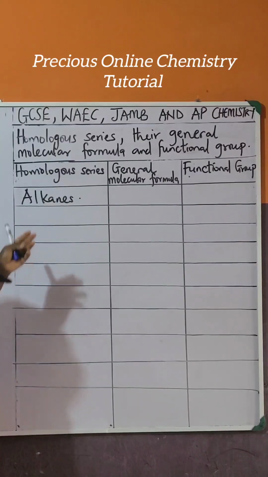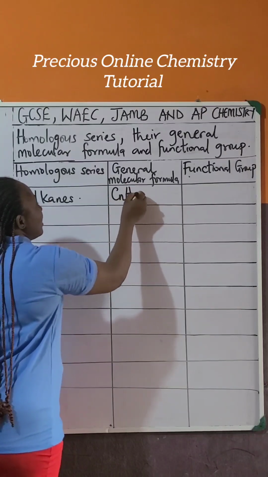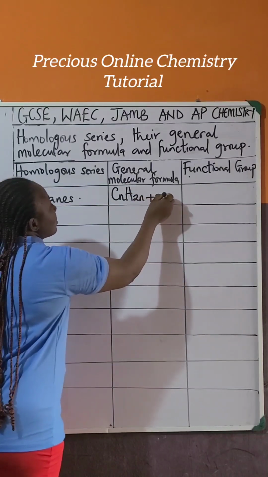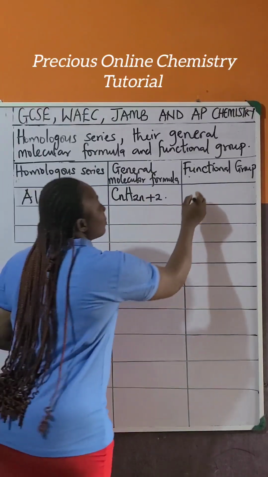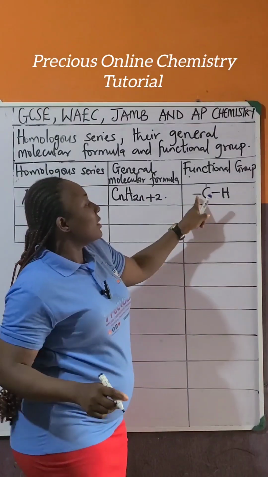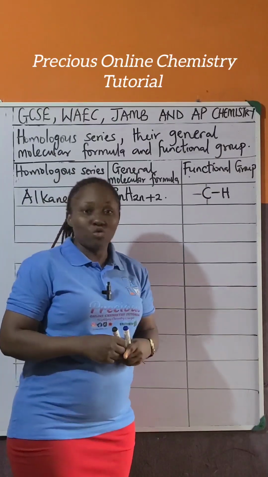The alkanes. What is their general molecular formula? CnH2n+2. What is their functional group? The alkanes contain single covalent bonds, all through.